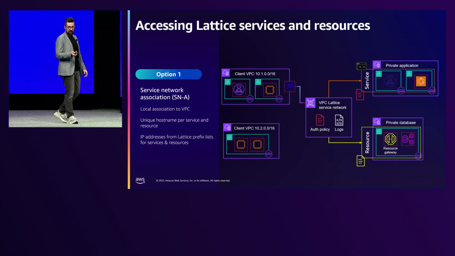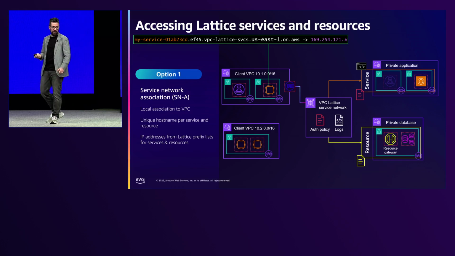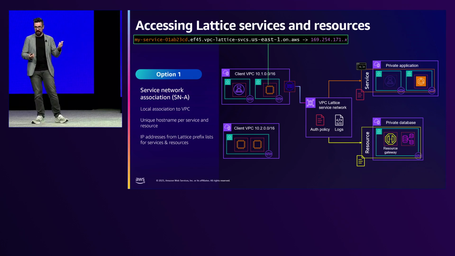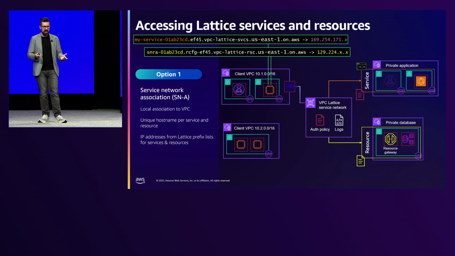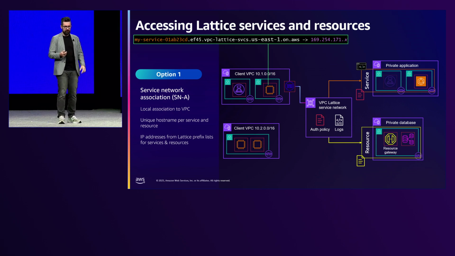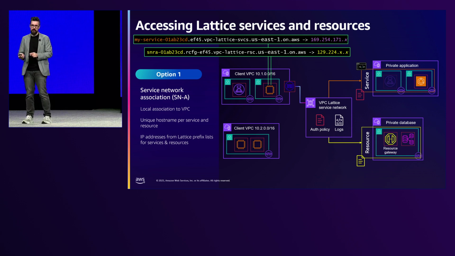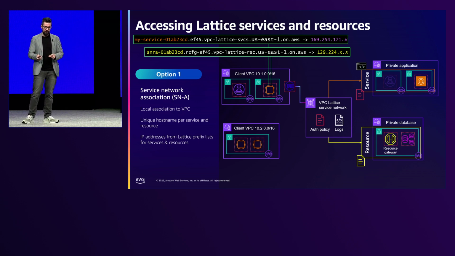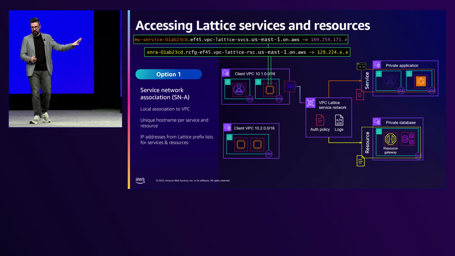So in this case, if my client VPC goes to resolve the myService FQDN generated by Lattice, that'll resolve to a non-routable 169.254 address. And this is similar if you've ever used the EC2 instance metadata or the NTP server. It's using that same construct there. Similarly for resources, this will resolve to a unique IP address per resource. So here I've got a 129.224 address, and that will be unique per resource that I have in my service network. So this is an association.